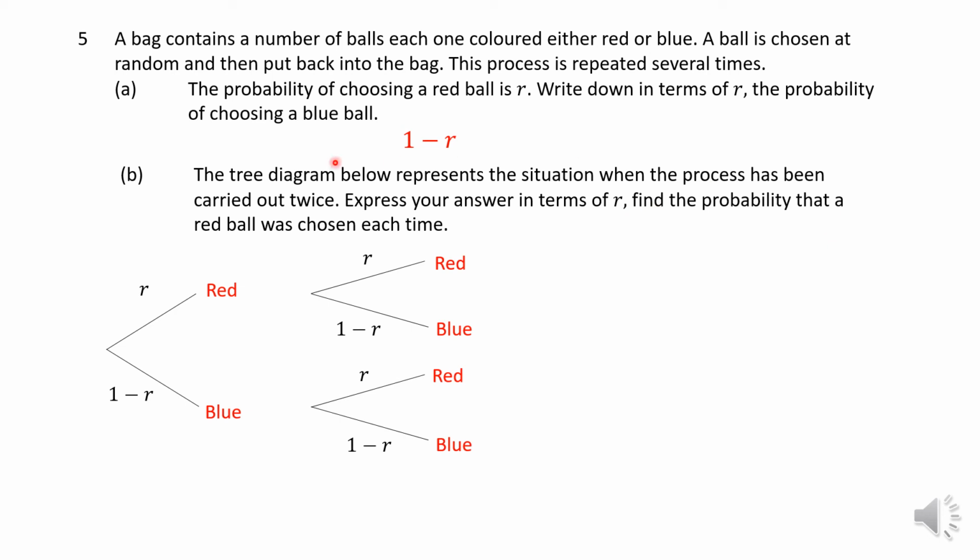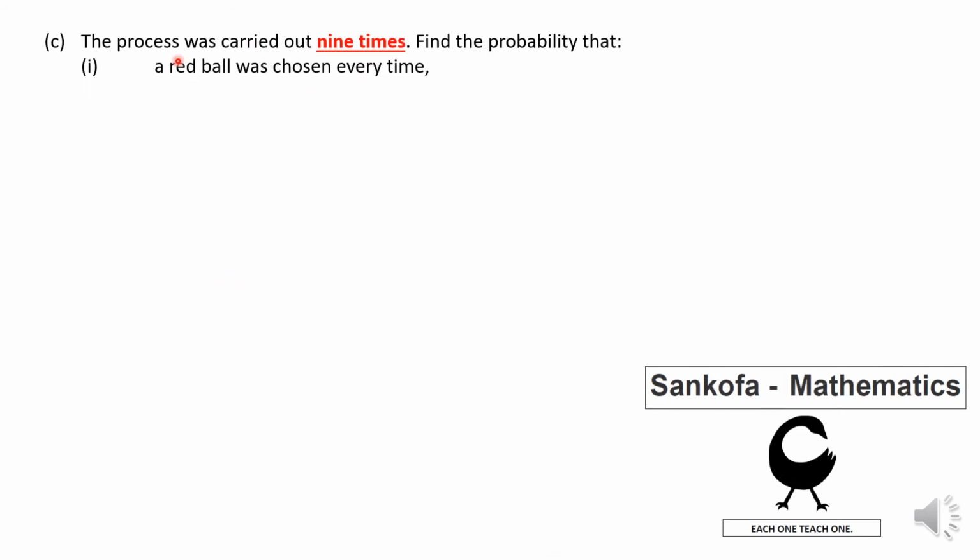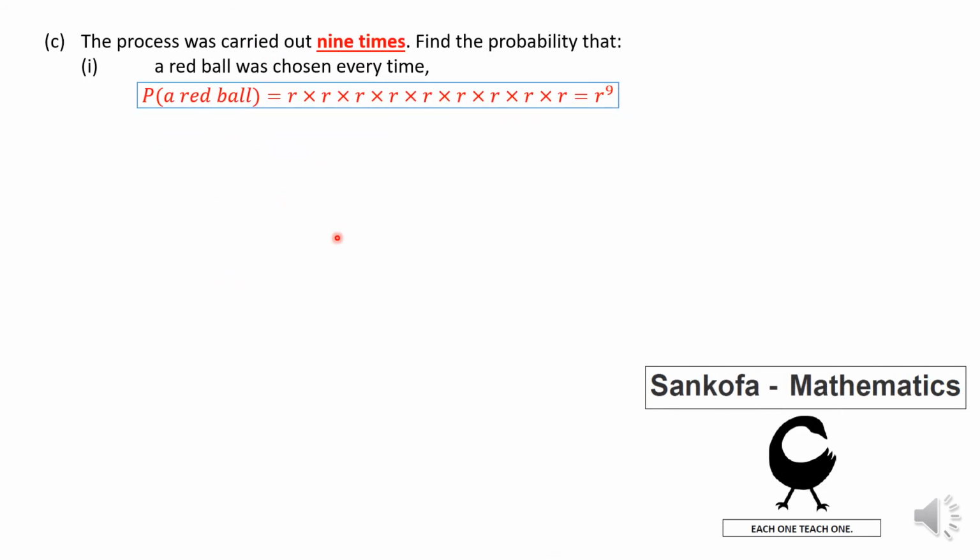Alright, so express your answer in terms of R. Find the probability that the red ball was chosen each time. That's red, red, so that will be R times R, which is R squared. Okay, when you go along here, you multiply. So if it's 3 times, R times R times R, R cubed, and so on. Right, so there is a third question. When they do it 9 times, you just go along that branch 9 times, that's R raised to the power of 9. Should be straightforward.